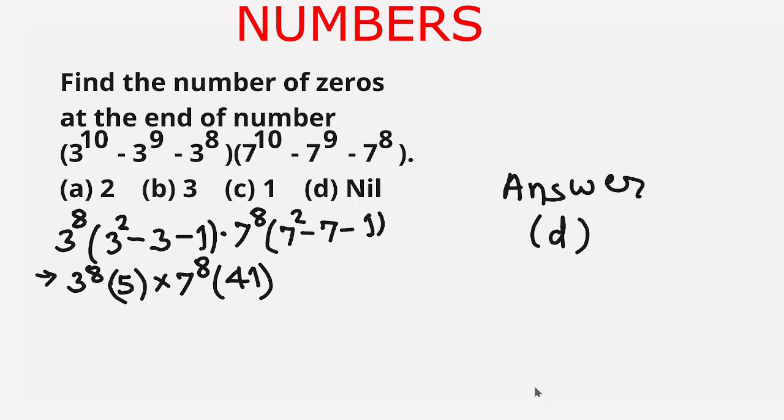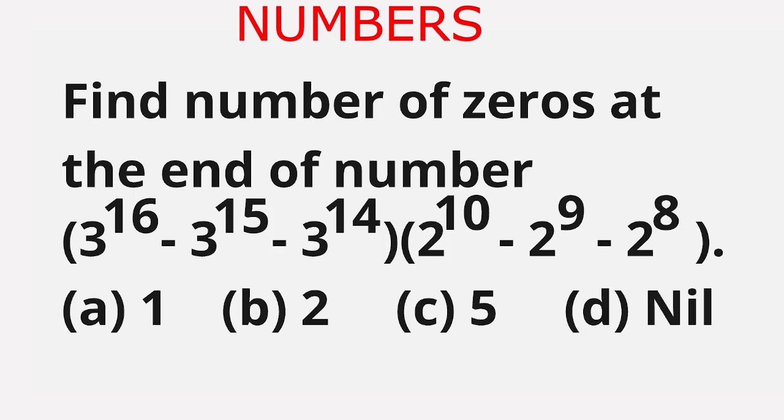We can straight away say that there will not be any zero in this question, looking at the digits 3 and 7 and their powers in the question. I hope you have understood the method of solving it. We go to the next question.